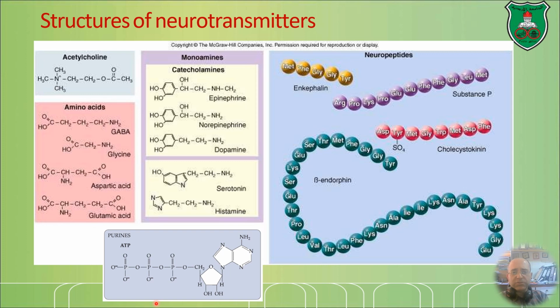So this shows the different structures of these neurotransmitters, the different classes. So we have these amino acids. We have monoamines like catecholamines, serotonin, histamine as well. These are the neuropeptides, so they are composed of amino acids, okay, and they are small peptides, and ATP as well. So there are different classes and they have these structures. So we'll talk about these molecules right now.